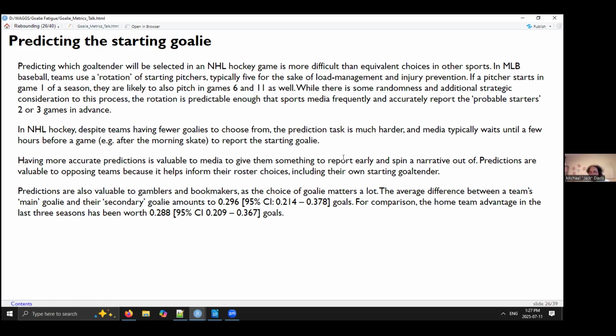Okay, one last topic. Let's talk about predicting a starting goalie. So this is going back to that idea of baseball analogies.